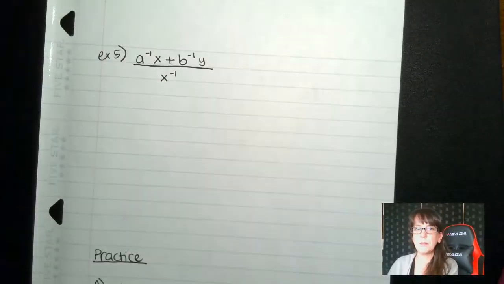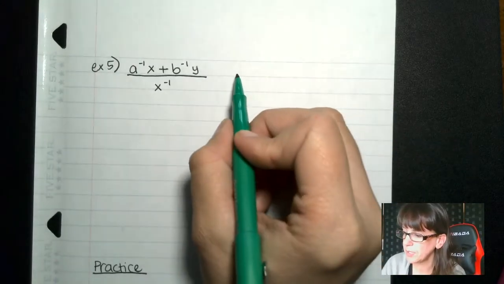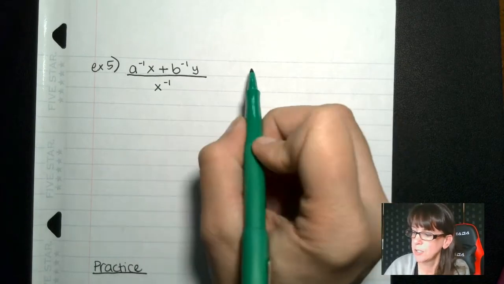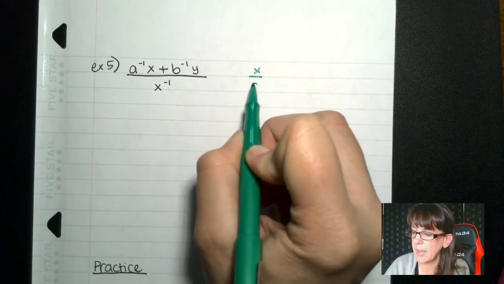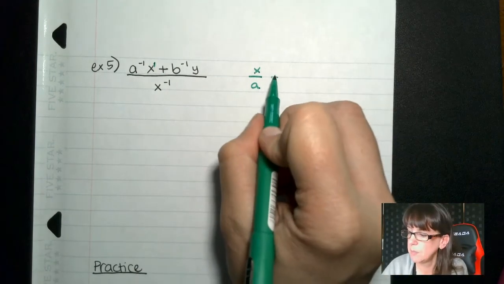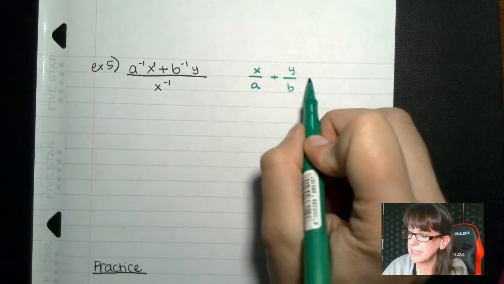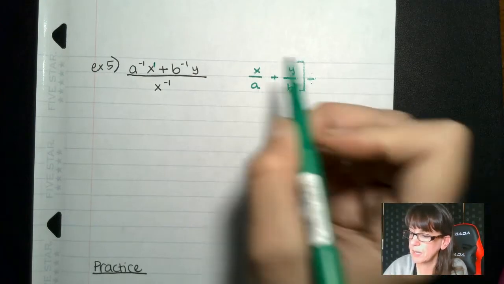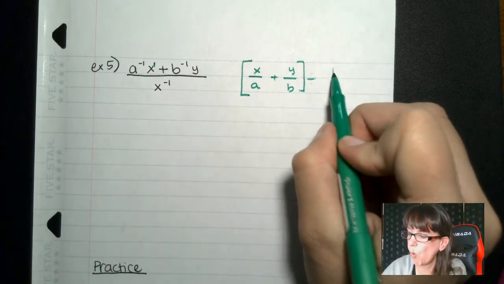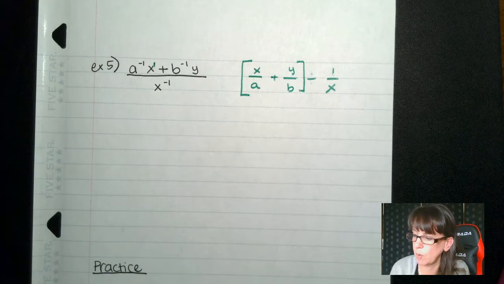So for example 5, we have, so let's rewrite this guy. Remember, if it's a negative exponent, it's going downstairs. So this becomes x over a, because that x has a positive exponent, so it stays where it is, plus y over b. All of that is divided by, so let's keep that together because that's our numerator, x negative 1. So that's going to be 1 over x, like that. That's how we would rewrite that x to the negative 1.